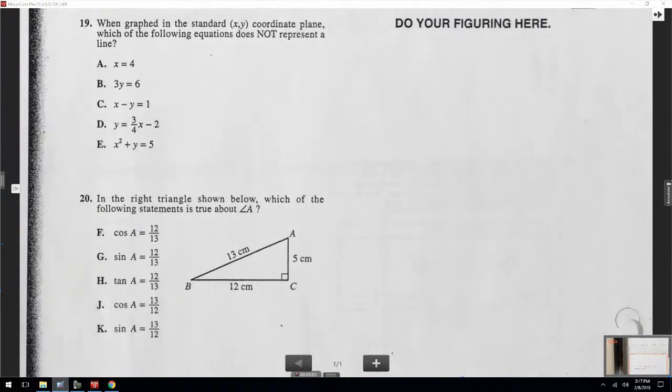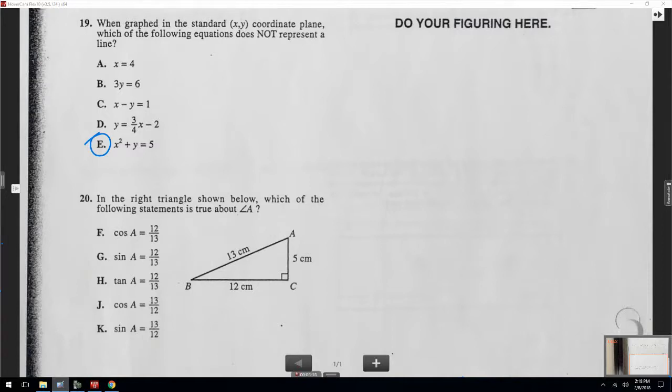All right, what about 19? It says which one does not represent a line? E. Because a square is a parabola. Very good. A square makes a parabola. How are we doing so far? Are we okay? All right.